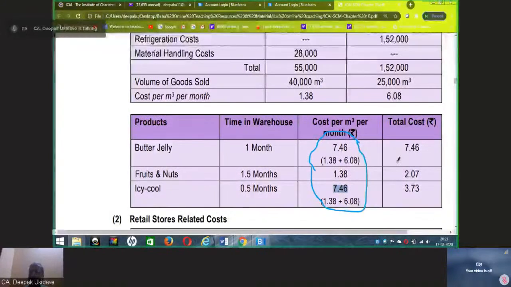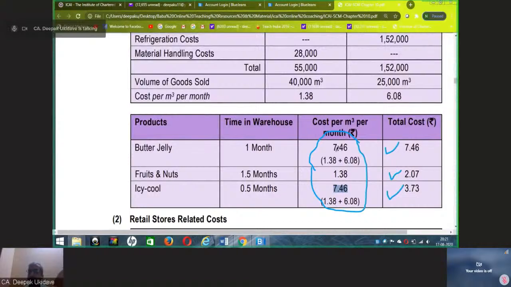So you will multiply this. This is very important. Very, very important. 7.46 into 1, you get 7.46. 1.38 into 1.5, you get 2.07. 7.46 into 0.5, you get 3.73. Alright. So this is the working we have done for warehousing cost.